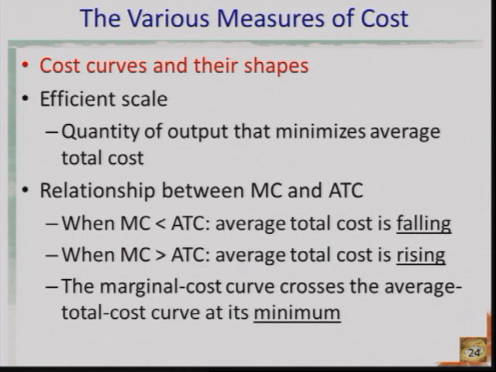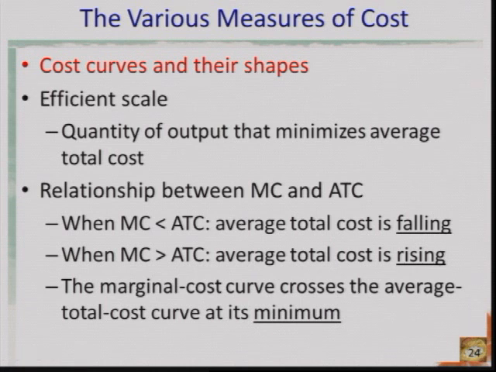Average variable cost and average total cost have a U shape, and right at the very bottom of the U is the definition of efficient scale: the quantity of output that minimizes average total cost. There's another thing your author wants you to remember. There's a relationship between this U-shaped average total cost and marginal cost. When the marginal cost is below average total cost, it's going to pull the whole thing down. When it's above, average total cost is going to be pulled up.